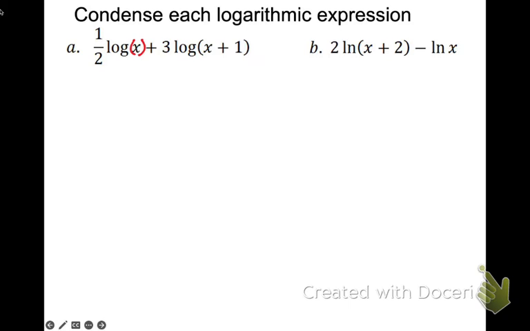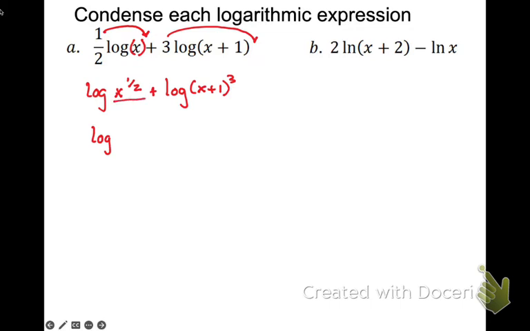Okay, what do you want to do first? Log x to 1/2. Okay, so she's saying put this exponent back where it came from, right? Yes. So log of x to the 1/2, plus log of x plus 1 cubed, because again, putting that back. And then log of x to the 1/2 times x plus 1 cubed.